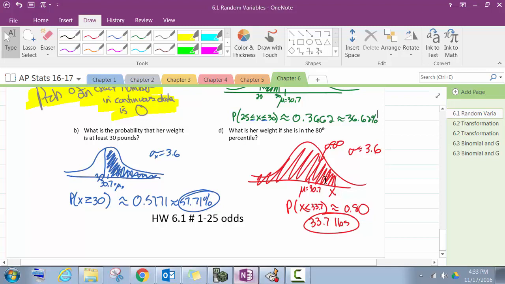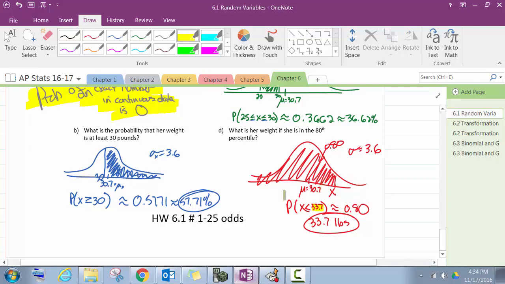What is her weight if she's in the 80th percentile? So now we know the shaded part is 0.80. We know the area. We know the probability. And 80th percentile means that 80% is below, so it's to the left. Still label our mean, our standard deviation, and our x value we don't know. That's what we're trying to find. So this little value here is what we're finding.